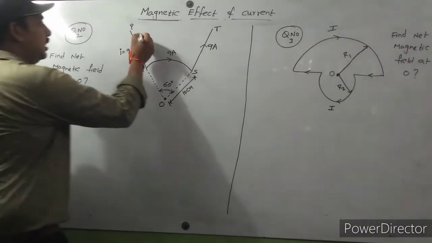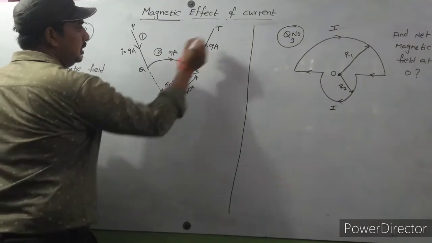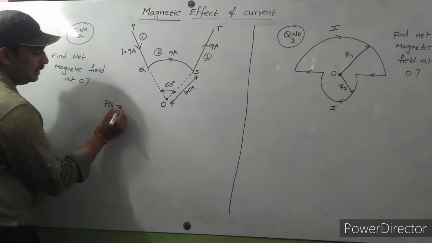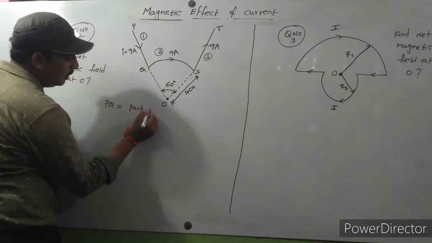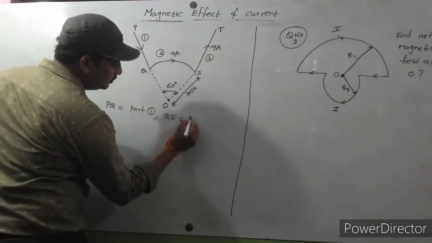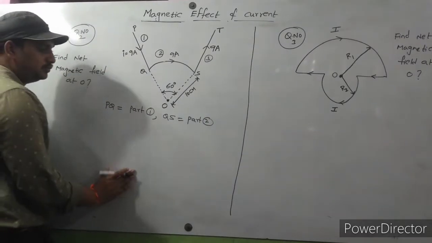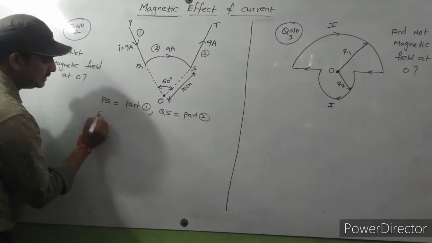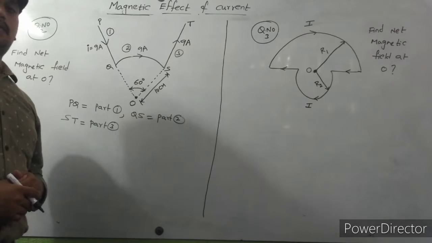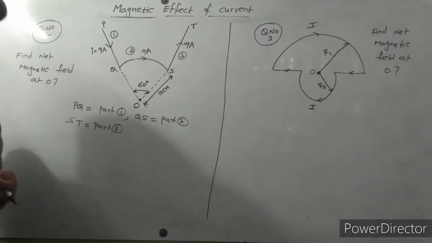This is part 1. PQ is part 1. QS is part 2. ST is part 3. I consider PQ as part 1, QS as part 2, and ST as part 3.